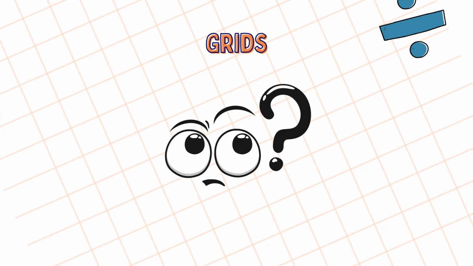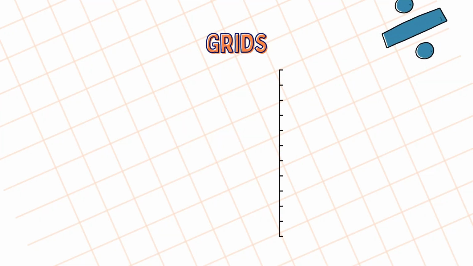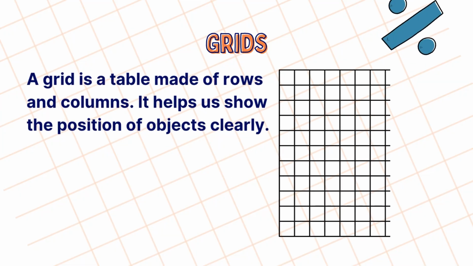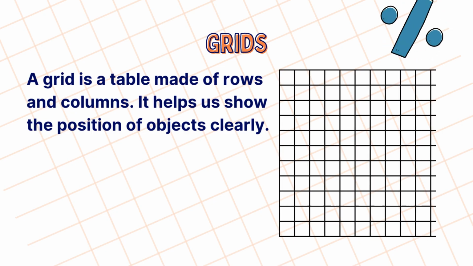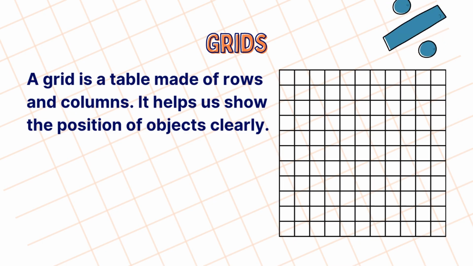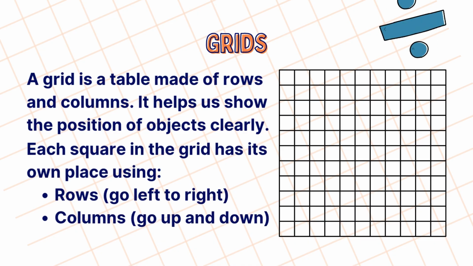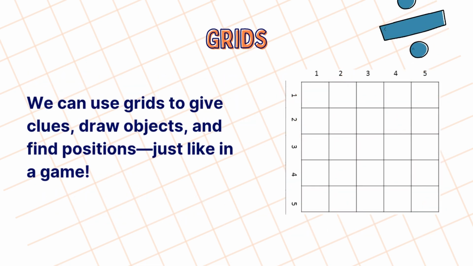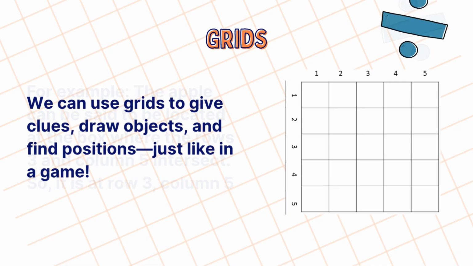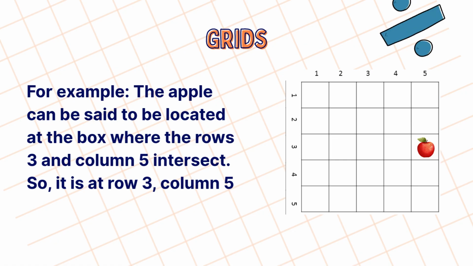Have you ever had any difficulty in finding objects? A grid is a table made of rows and columns. It helps us show the position of objects clearly. Each square in the grid has its own place using rows, which go left to right, and columns, which go up and down. We can use grids to give clues, draw objects, and find positions, just like in a game. For example, the apple can be said to be located at the box where row 3 and column 5 intersect. So it is at row 3, column 5.